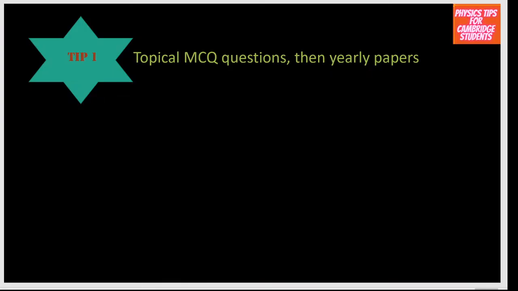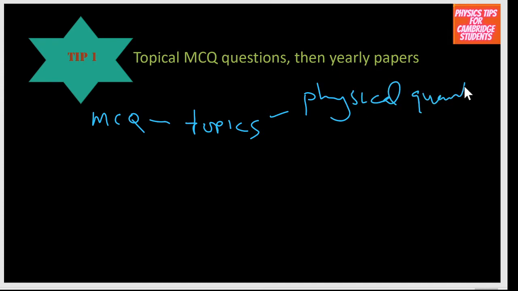Now, the first tip: you need to start off with topical MCQ questions. MCQ just means multiple choice questions, and then yearly papers. This is during the preparation stage. As you are preparing for the final exam, the multiple choice, you should start by looking at topical questions, that is, those MCQ questions that are arranged in topics, say physical quantities and units. So you exhaust all the questions if you do so.